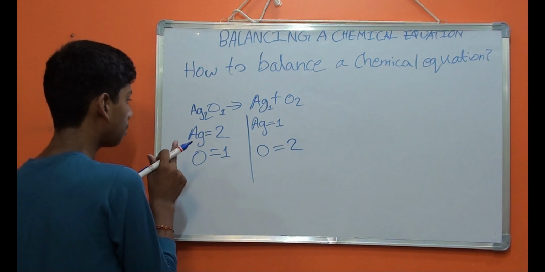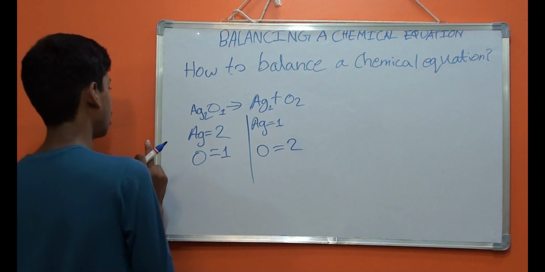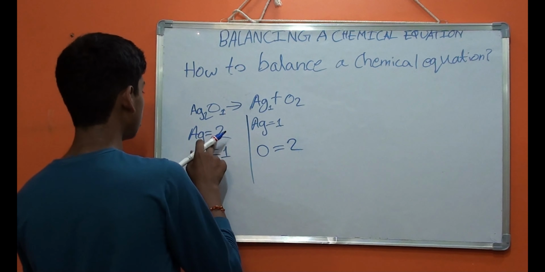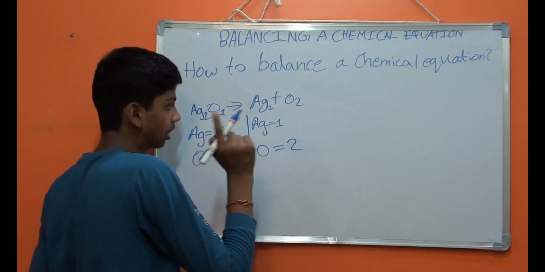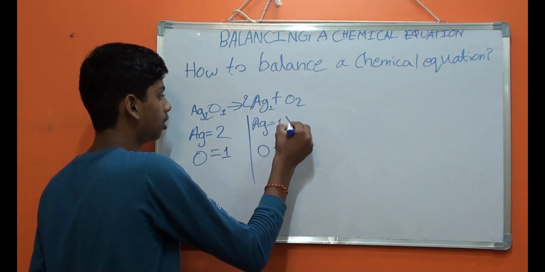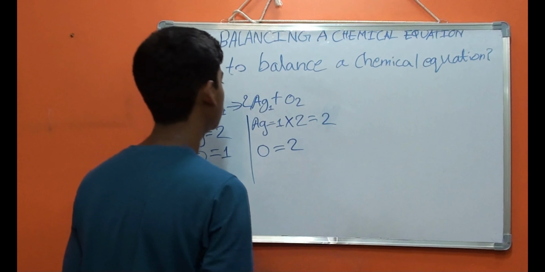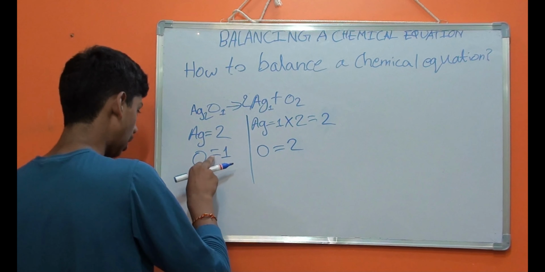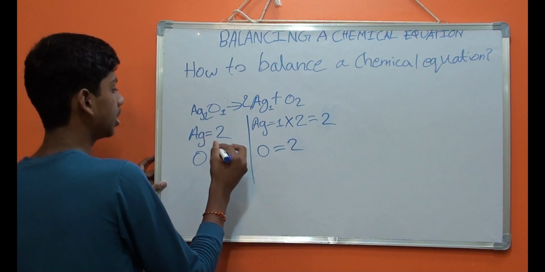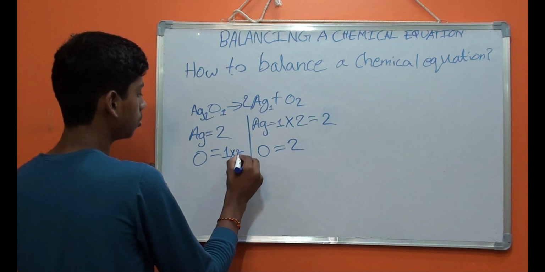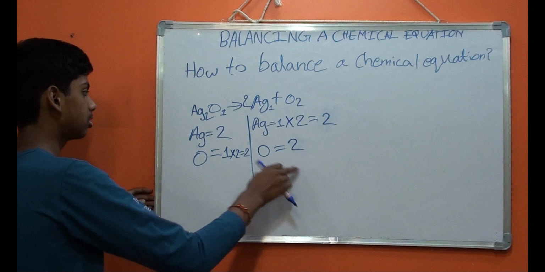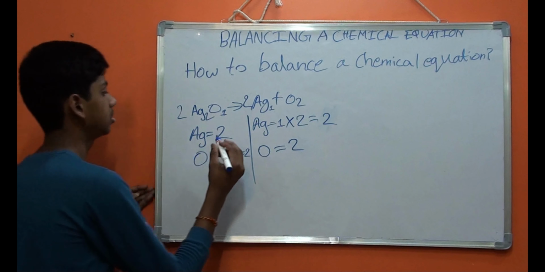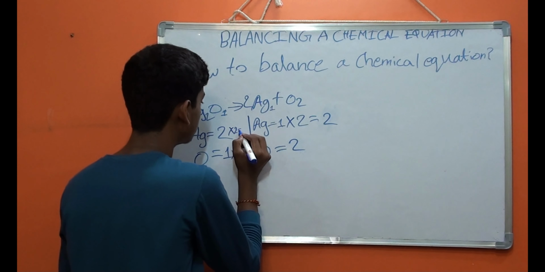First let's start off by balancing the silver. So here we have 2 silver and here we have 1 silver. So we write 2 into 2 which equals 2... 4. So silver and silver, it's balanced. And here we have to get it multiplied by 2 to make it balanced. So we write 2. Here the 2 also multiplies with the silver. So into 2 which equals 4.